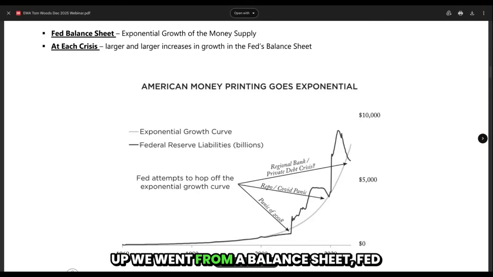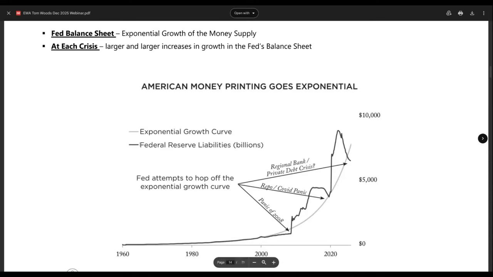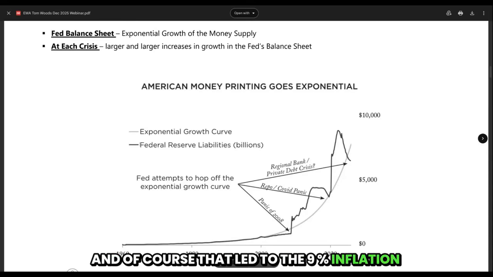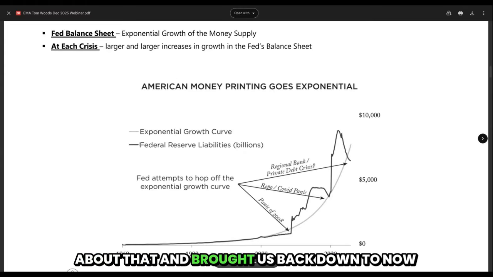And then 3 months later, COVID hit, and they really hit the money printer accelerator. Up we went from a Fed balance sheet of 3 trillion to, I think at its peak, close to 9, maybe a little over 9 trillion. And of course, that led to the 9% inflation that wasn't transitory, because Powell lied about that, and brought us back down to now 6.5 trillion.